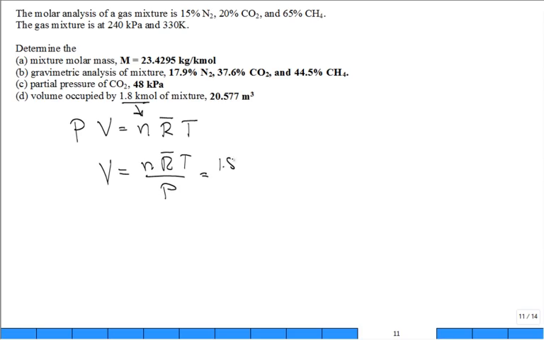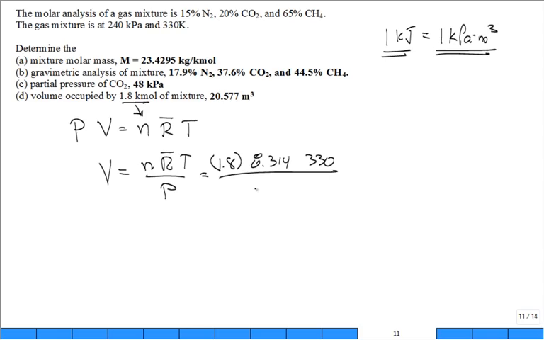So 1.8 kilomole. R bar is 8.314 kilojoules per kilomole Kelvin, but 1 kilojoule is precisely 1 kilopascal times 1 meter cubed. So a lot of times for R bar, I don't like to put kilojoule there because I want pressure and volume. So I'll put kilopascal meter cubed there. And then we multiply by the temperature, 330 Kelvin, and divide by the pressure in kilopascal, 240, and there you go.